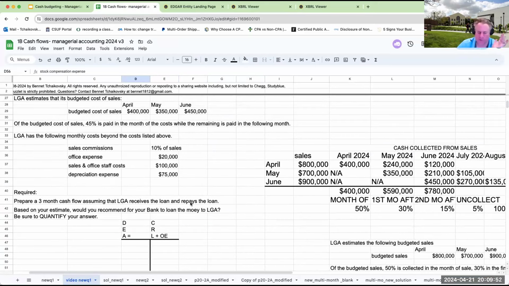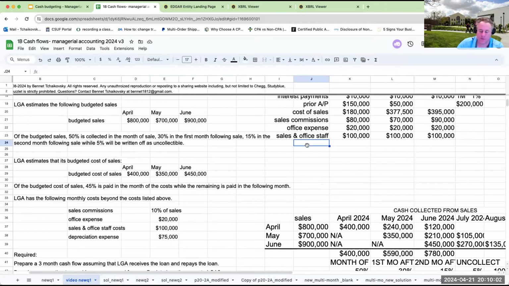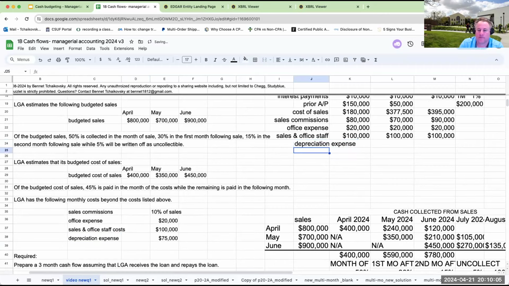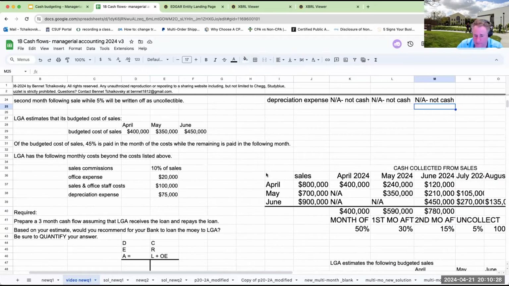Okay. So when we now look at the next phase of things, we've gone over depreciation expense. This is going to be NA, right? This is not applicable, not cash. So if you see this on your exam, which if you're taking my class, you will, you want to make sure that you do not include this in the cash. You don't have to write this as NA. I'm just doing it here so you know not to include it.